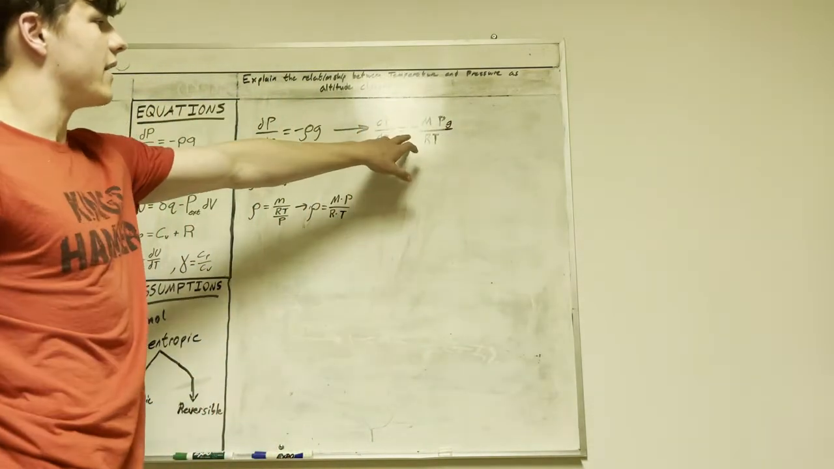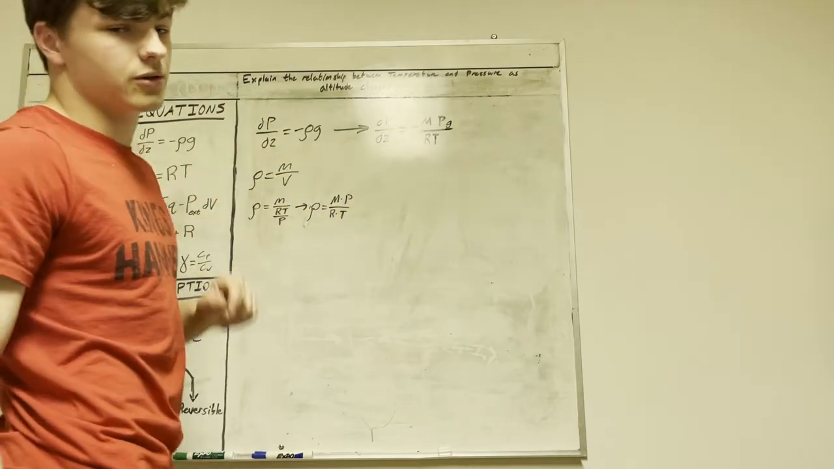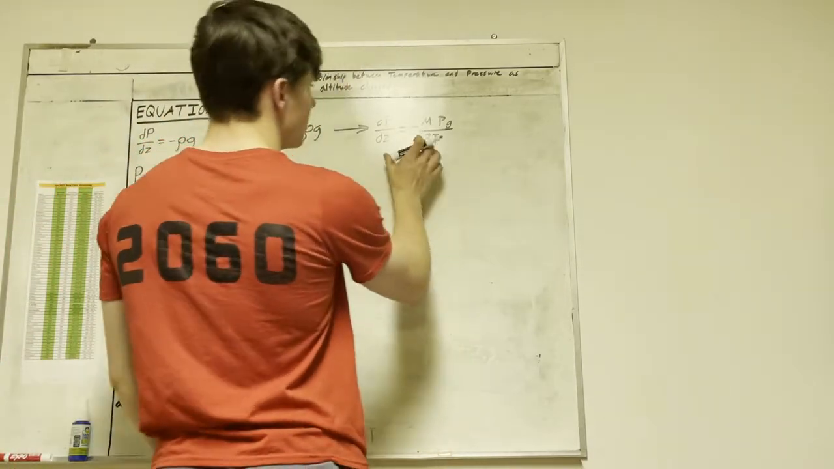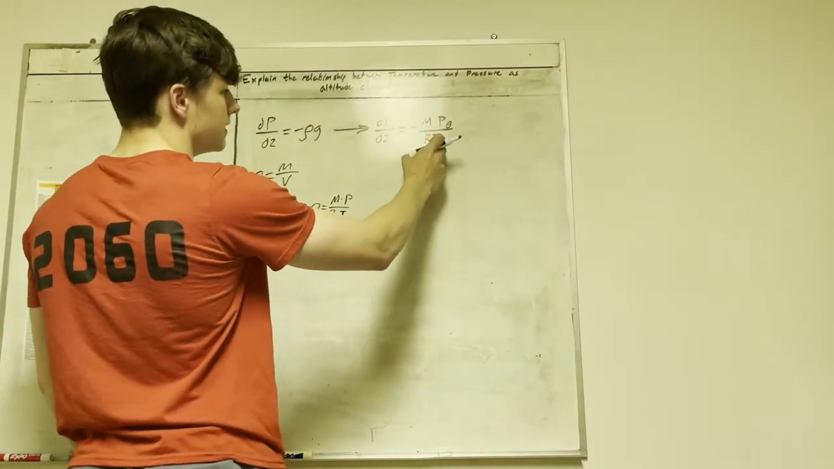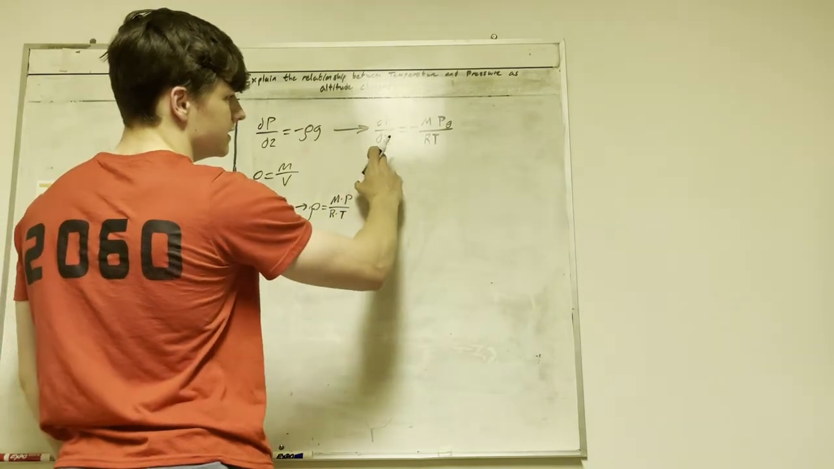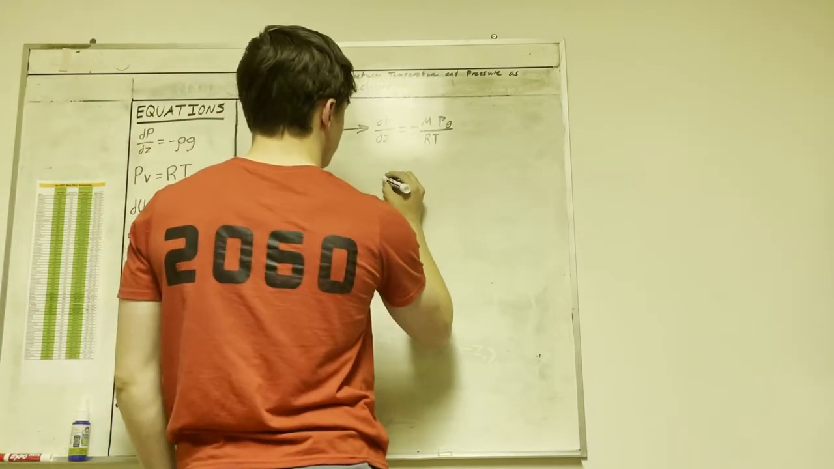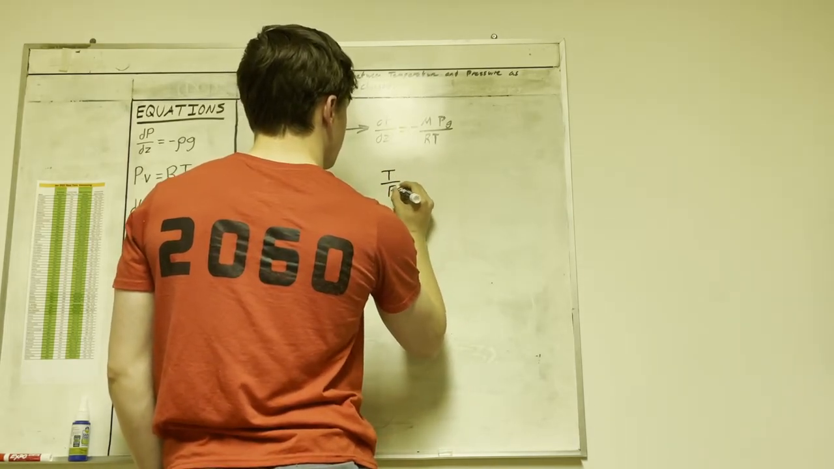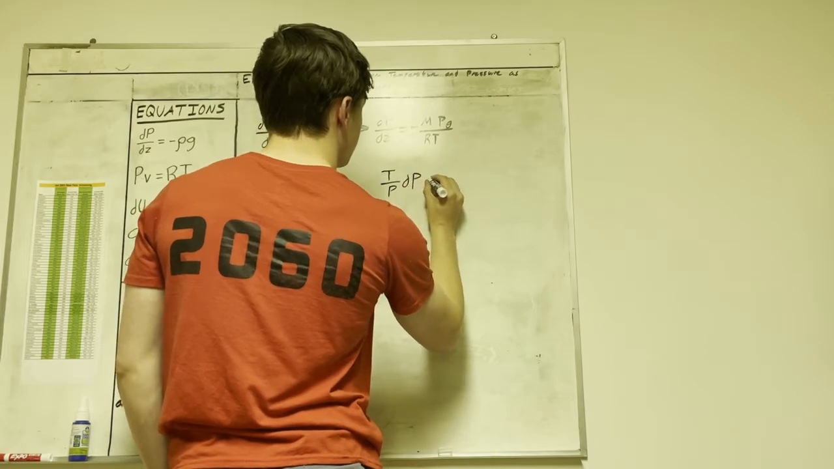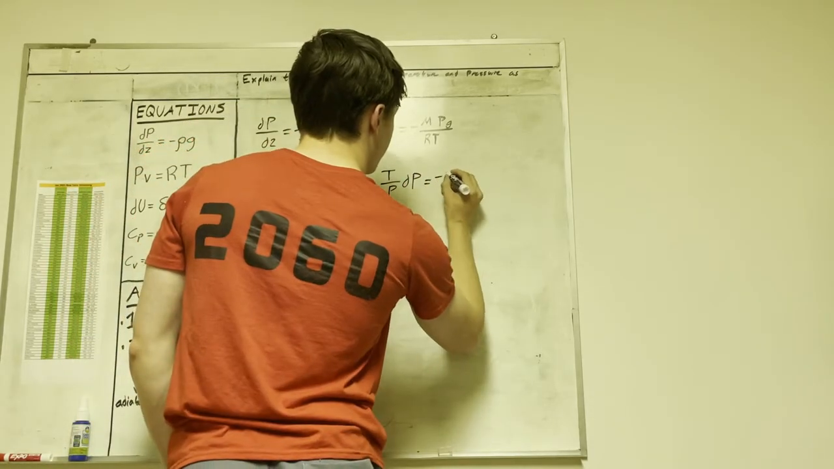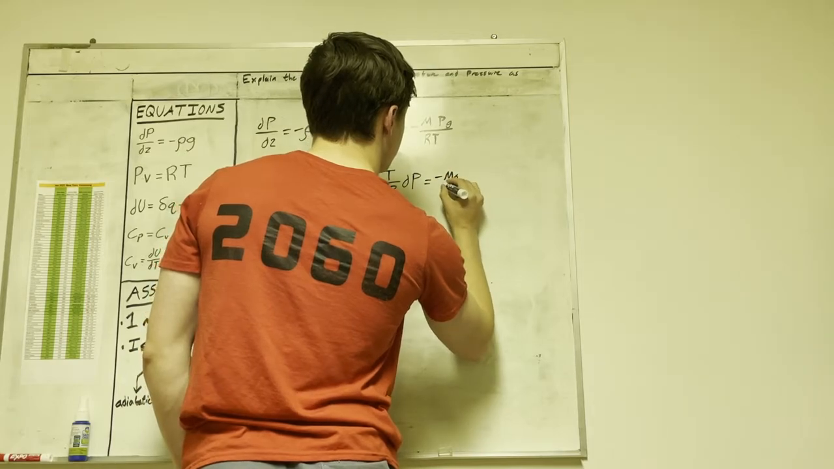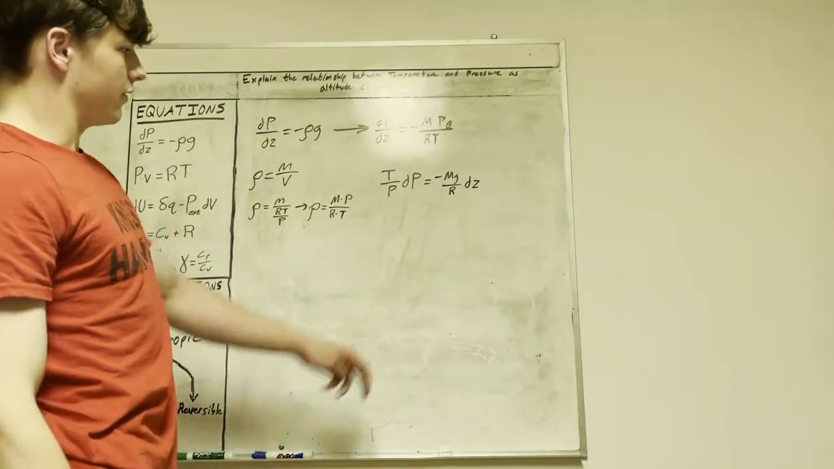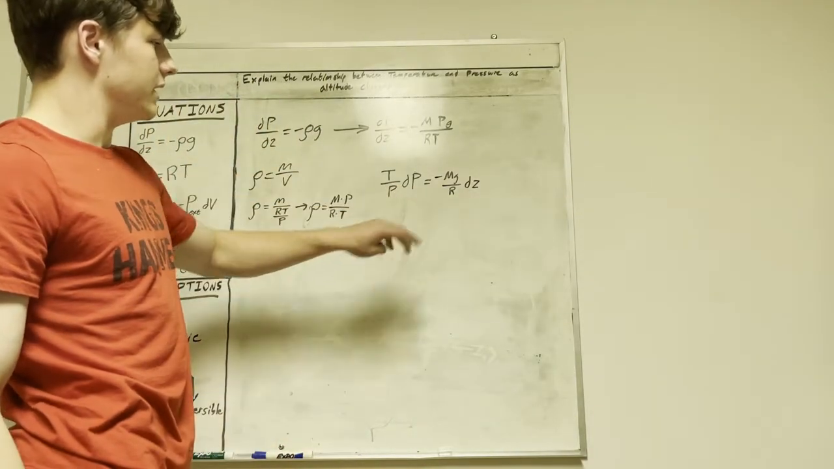And so from here, we now have a separable differential equation, which we can then manipulate and then integrate. So from here, we will move the P and T terms over to the dP and then the dz over here. So then we have T over P dP equals negative mg over R dz.